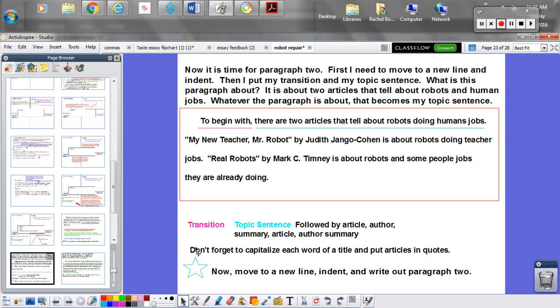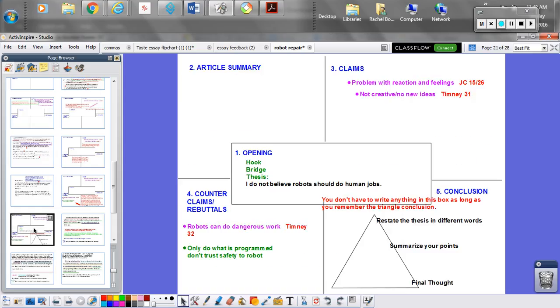Now it's time for paragraph 2. First, I need to move to a new line and indent. And then I put my transition and my topic sentence. What is the paragraph about? It's about 2 articles that tell about robots and human jobs. Whatever the paragraph is about, that becomes my topic sentence. Now, some of you are forgetting paragraph 2. You're forgetting to do the article summary, but if you look at the organizer and say, okay, I've done paragraph 1, what goes in paragraph 2? Oh, my article summary.